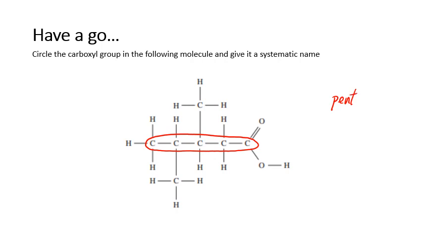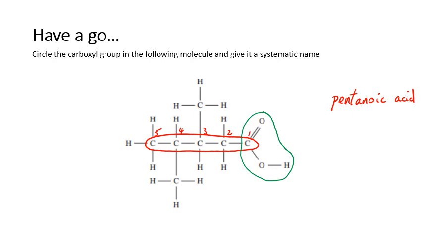I can see that there's a carboxyl group, and I'm just going to circle the entire carboxyl group in green. There it is right there. So that carbon has to be carbon number 1, 2, 3, 4, 5. So it's a pentane oic acid. So that's how we finish. That's the parent chain done.